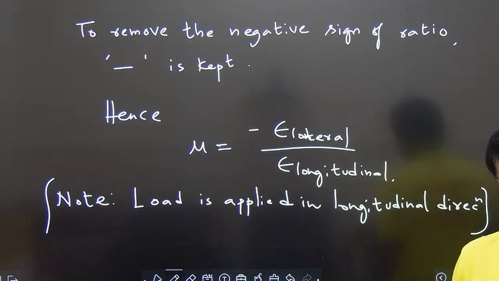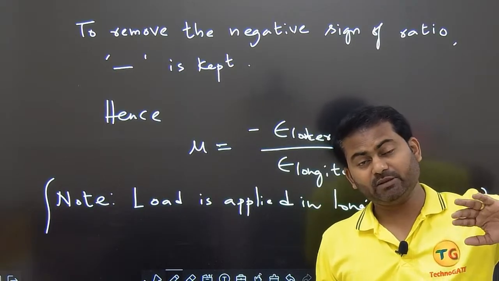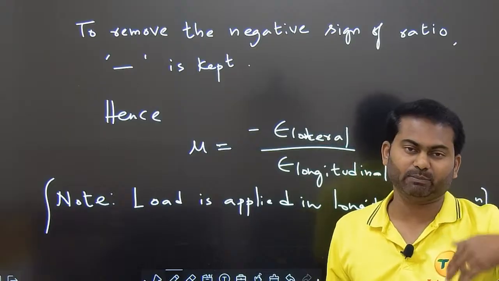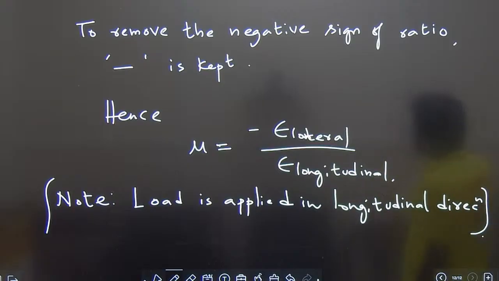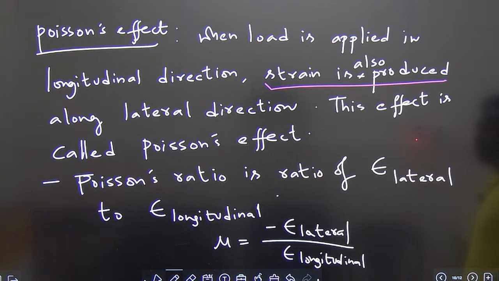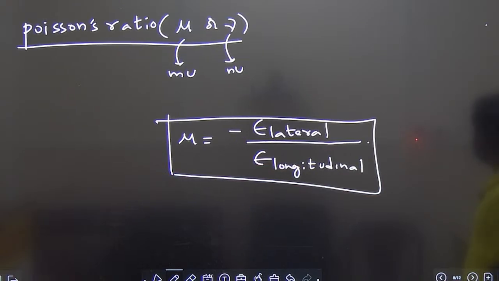So the simple thing is, when you apply load or create stress in one particular direction, there is strain produced also in the perpendicular direction. That perpendicular direction strain production effect is called Poisson's effect. I hope it is completely clear to everybody. So this Poisson's effect value is also decided. So you can copy this.